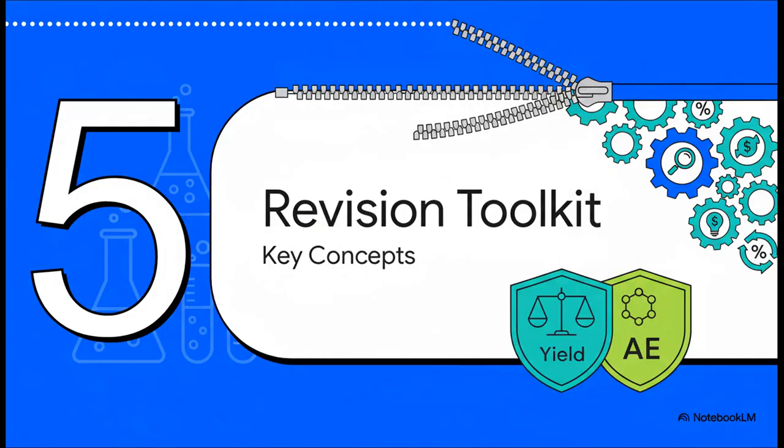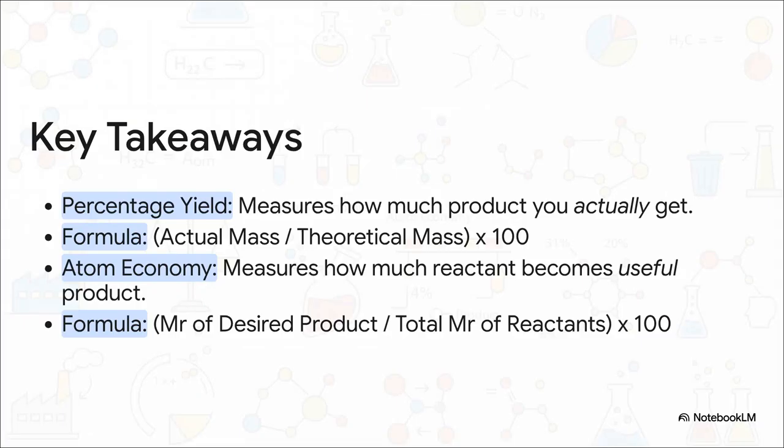Right then, let's wrap this up and put these two powerful ideas into your exam revision toolkit ready to go. So here's the cheat sheet, the stuff you absolutely have to remember. Percentage yield is all about the practical result. What did you actually make? The formula is actual over theoretical times 100. Atom economy is all about the design of the reaction. How much of your starting stuff became useful stuff? And the formula is MR of the desired product over the total MR of all the reactants times 100. Nail those two and you're golden.